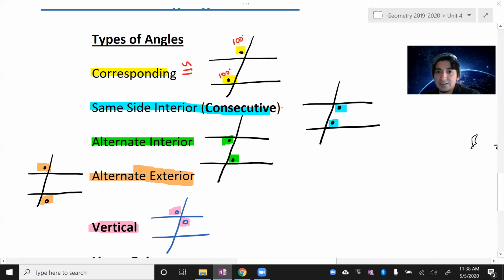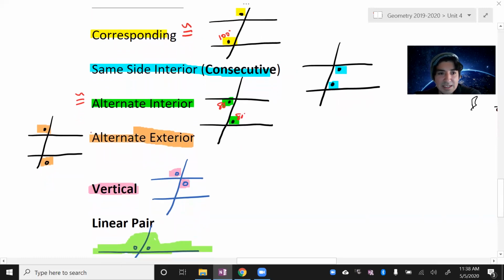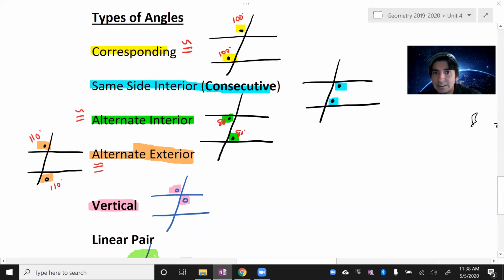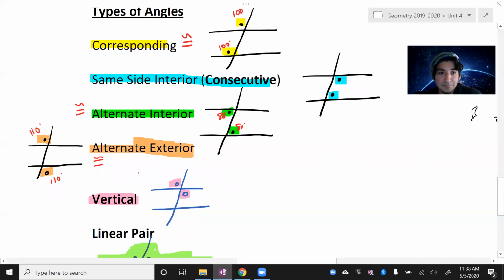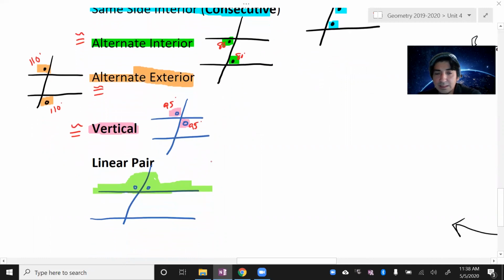Okay. So the ones that are going to be congruent. If I say this is 80, this one right here will be 80. If I have an alternate interior one, that one will also be congruent. So if I happen to say this is 110, this is 110. Okay, so all the ones that I'm labeling right now are going to be congruent. Vertical angles are congruent. If this happens to be 95, this one down here will be 95 as well.